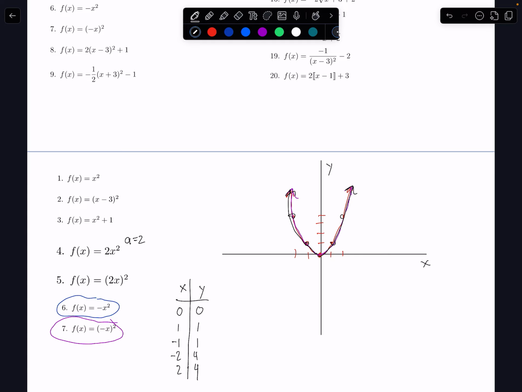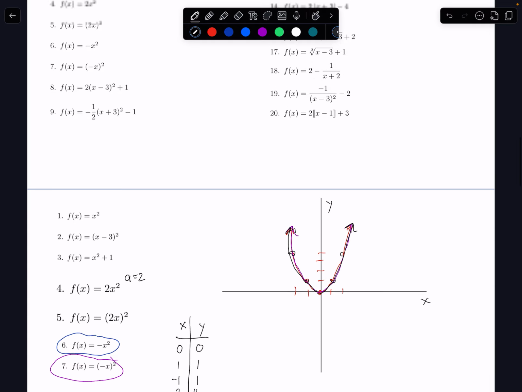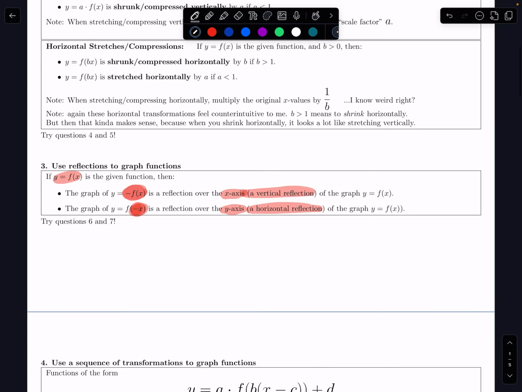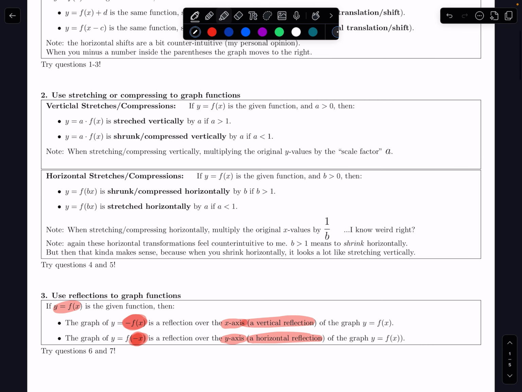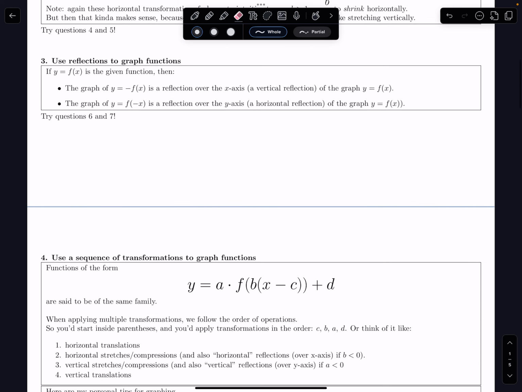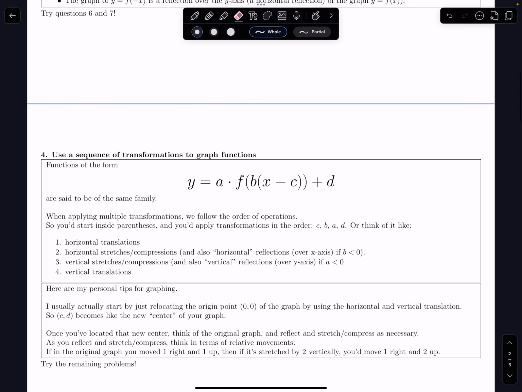So there it is. That's 6 and 7. We've done all the different types of transformations already. We've done stretching, we've done translations, we just did reflections. Now the last thing to do is put it all together. This is the most important part of the whole section, putting it all together.